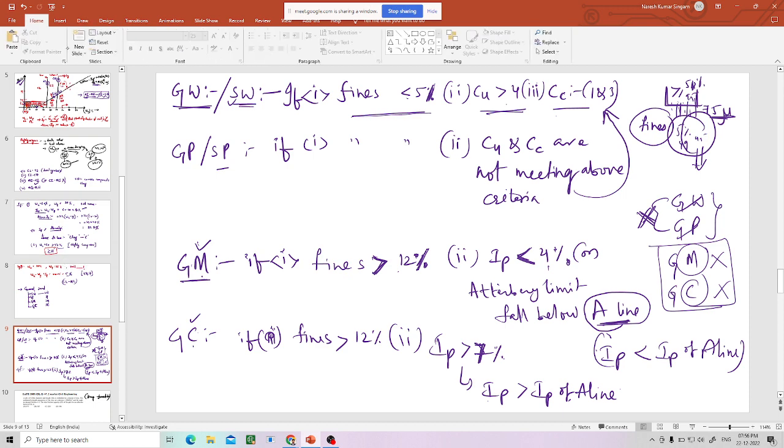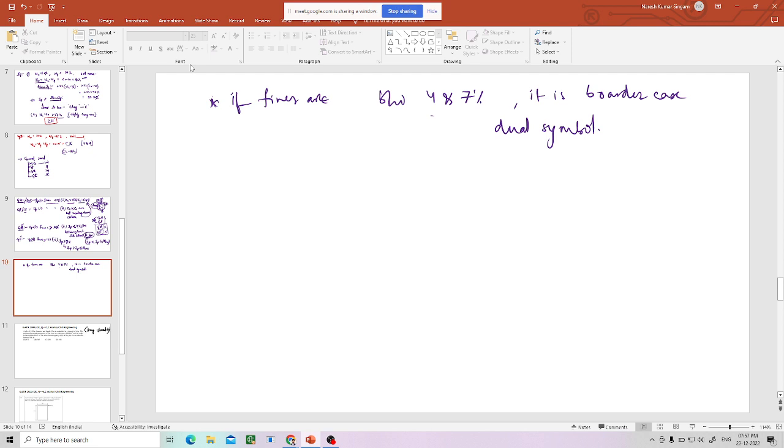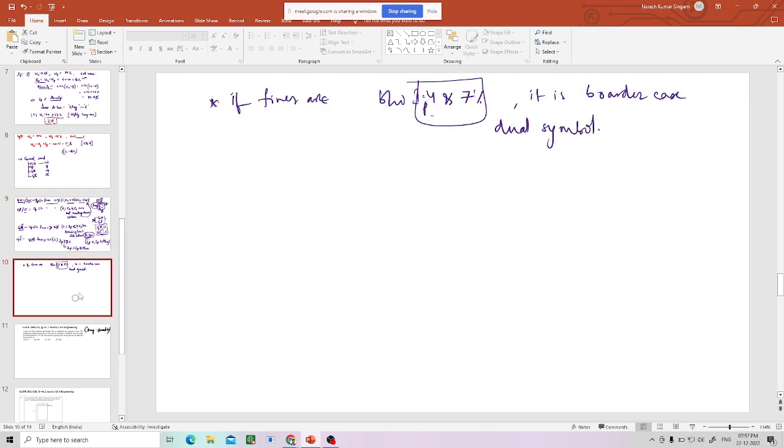Now, another point comes into picture. You can ask that if fines are between 4 and 7%, it is border case. Then you have to use dual symbol, right? I'm talking about IP. Here IP less than 4, IP greater than 7, we talked. If IP falls in between 4 and 7, we didn't discuss that. When the fines are greater than 12, but IP is falling between 4 and 7, you have to use dual symbol.